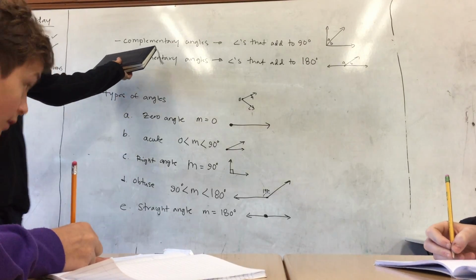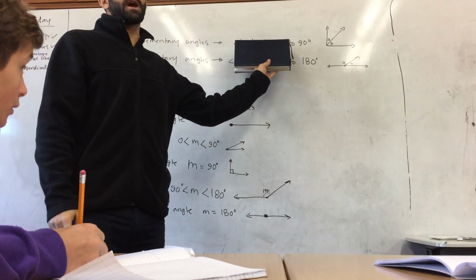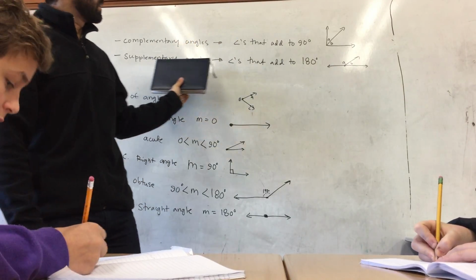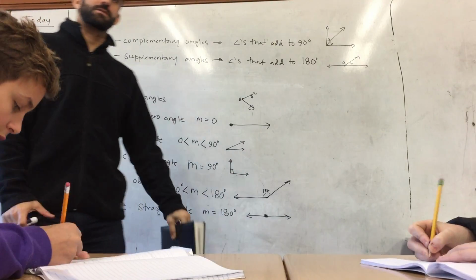Okay, complementary angles are angles that add up to 90 degrees. All right, supplementary angles are angles that add up to 180 degrees.